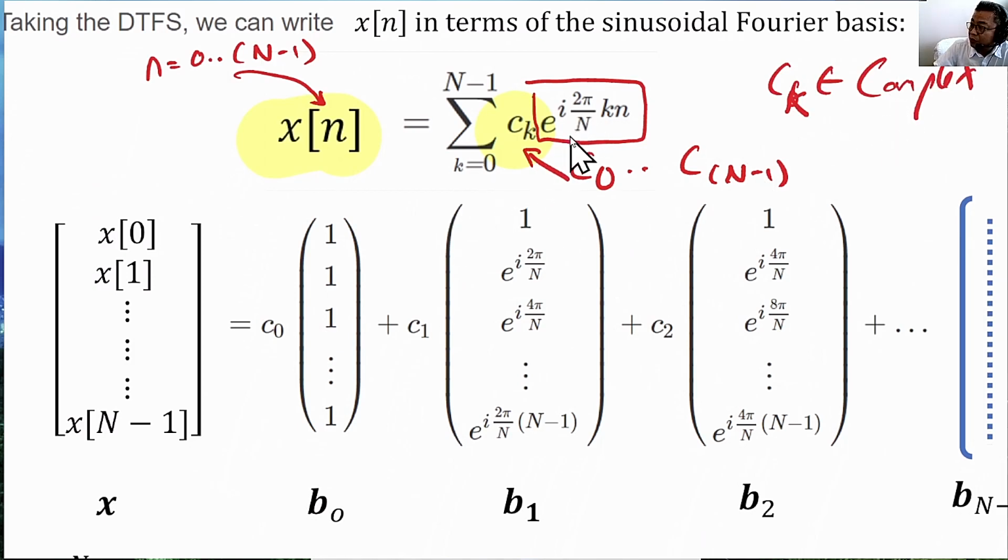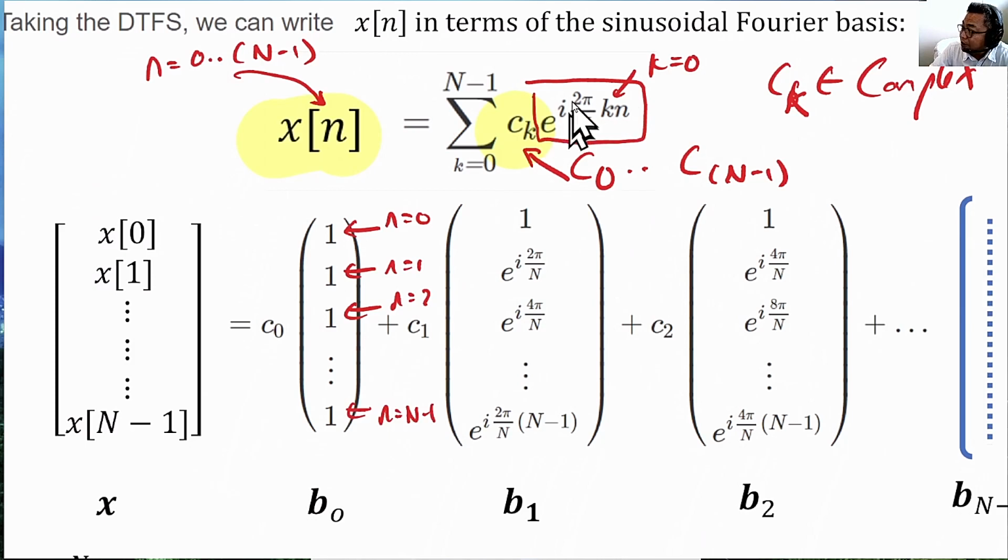Now we are going to write what c_0 multiplied by this means. So what we need to do is substitute k equals 0 here, and now we are going to change different values of n. So this is n equals 0, this is n equals 1, this is n equals 2, until n equals, in this example, N minus 1.